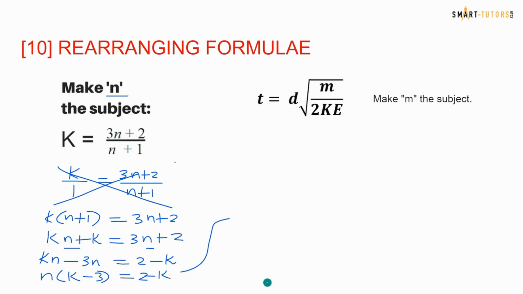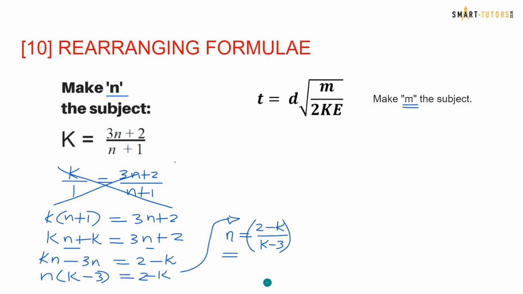So from here I'm doing one more step to get the answer. n equals (2 minus k) divided by (k minus 3). So that is the answer for n as a subject. The next question, t equals d square root of m over 2ke, make m the subject.